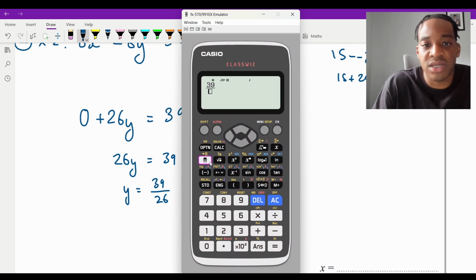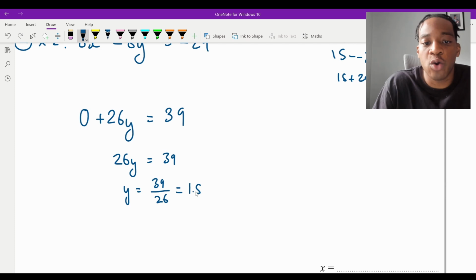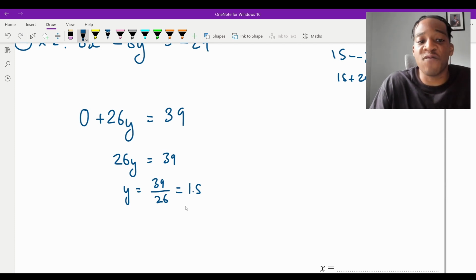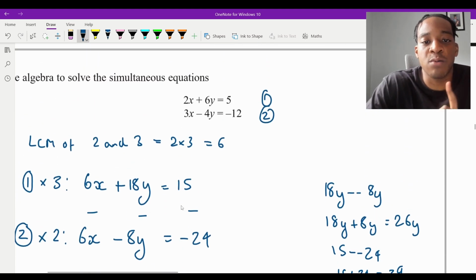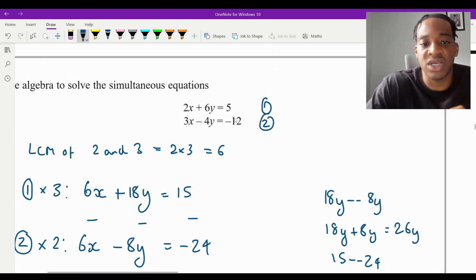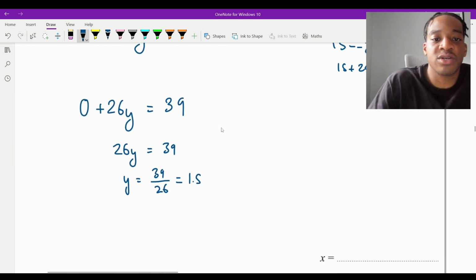And I'll just put this in my calculator to simplify it. 39 over 26 is equal to 1.5, 3 over 2. Yeah, so we can say that this is just equal to 1.5 or 3 over 2, whatever you prefer. Now that we've got y, we can plug this back into any of the equations to figure out what x is. Now I'm going to start with the first two because these have smaller values of x and y, and I'm going to plug it into the first equation.